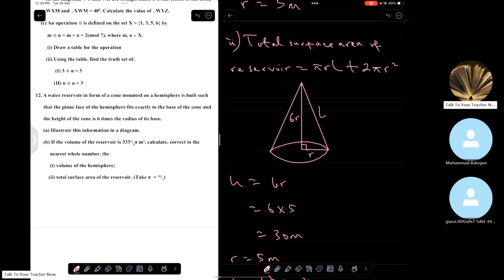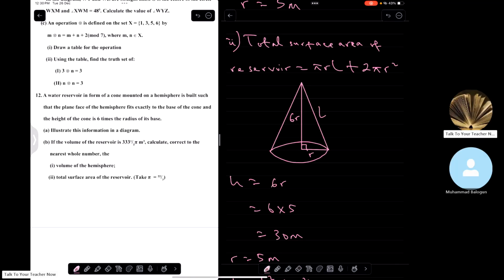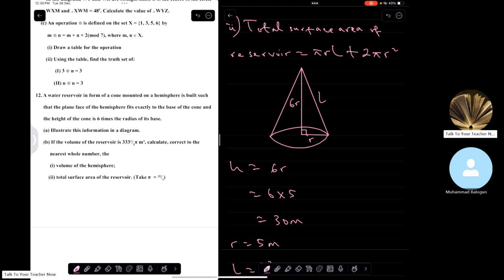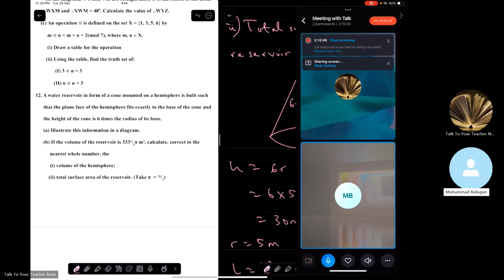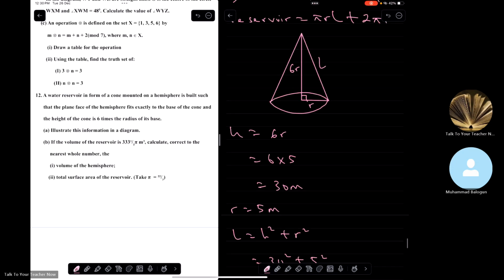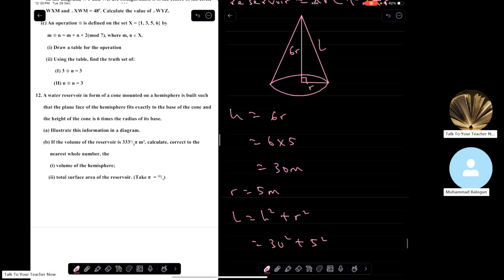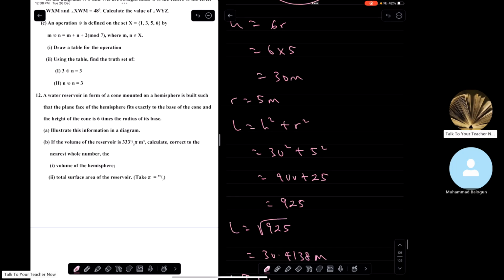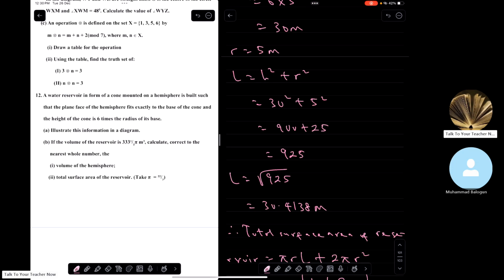Hurry up. We have to be out of here. This is 6R. H equals 6R. That means 6 times 5, 30. Abadu, do you have it already? Okay. Abadu is even gone. Mohammed, have you copied that? Let's go. Mohammed, yes, sir. Okay. So where are you now? Have you got here? Hurry up.